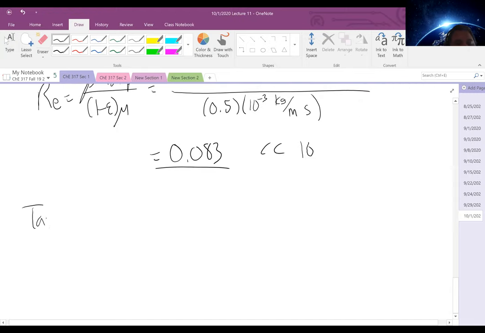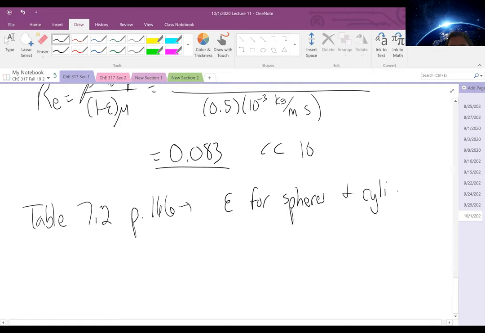So that would be table 7.2 on page 166. And it shows you some data of epsilon for spheres and cylinders. And that first column is essentially a ratio of the diameter of the packing to the actual diameter of the tube that it's packed in. And you find that most packing, the void fraction is somewhere between about 0.34 and 0.6, which is typically what you find for a lot of systems.